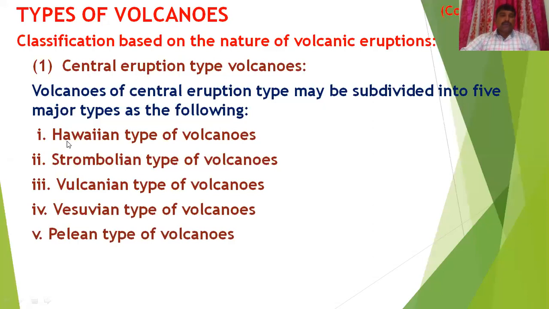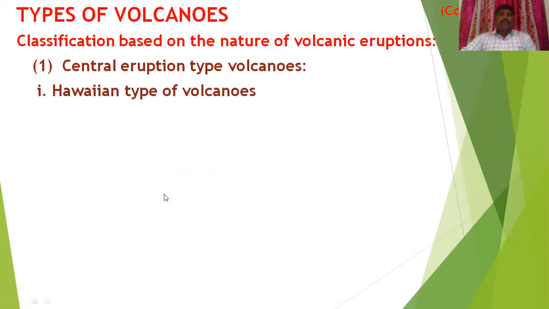One, Hawaiian type of volcanoes. Two, Strombolian type of volcanoes. Three, Vulcanian type of volcanoes. Four, Vesuvian or Plinian type of volcanoes. And five, the Pelean type of volcanoes. Let us discuss each of these central eruption types of volcanoes in detail. First, let us go with the Hawaiian type of volcanoes.